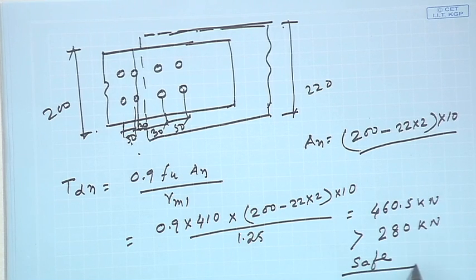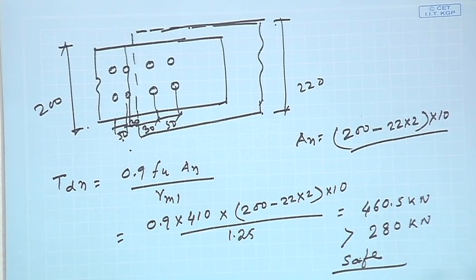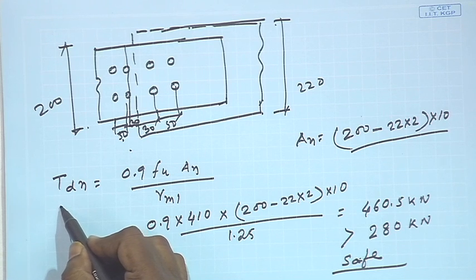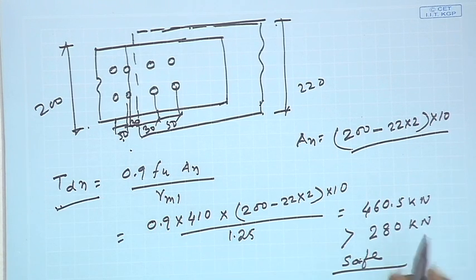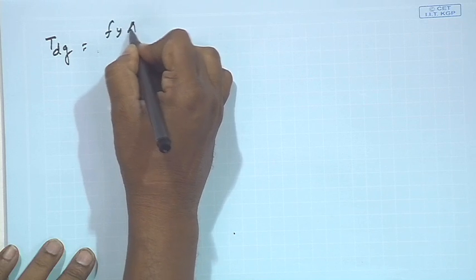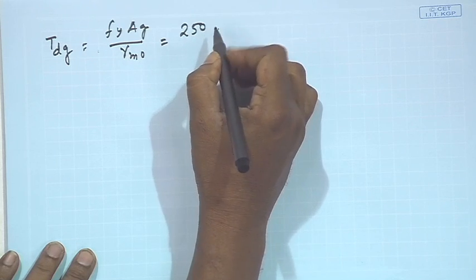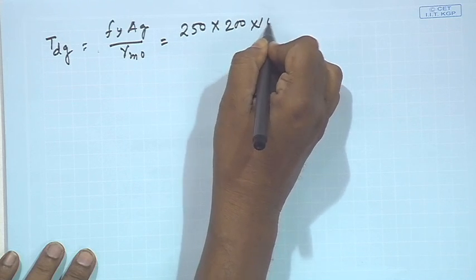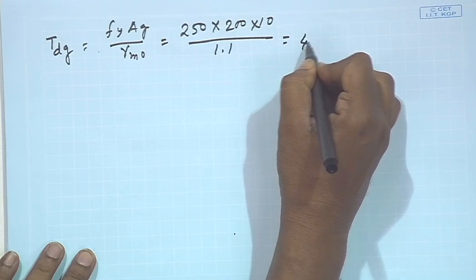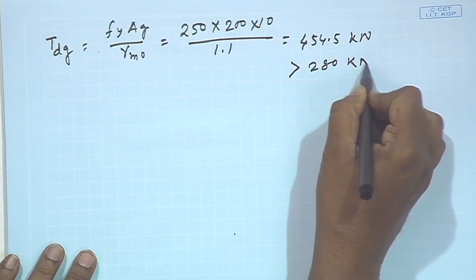So, it is safe. That means the bolt combination whatever we have proposed is safe, right. And now, from the net section at the critical section we can find that this section is safe. Now, the design strength due to yielding of gross section we have to find out. That is TDG, which is Fy Ag by gamma m0, and it also has to be more than the external force. So, Fy is 250, Ag is 200 into 10, and gamma m0 is 1.1. So, this value is coming 454.5 kilonewton, right, and this is also greater than 280 kilonewton. That means this is also okay.